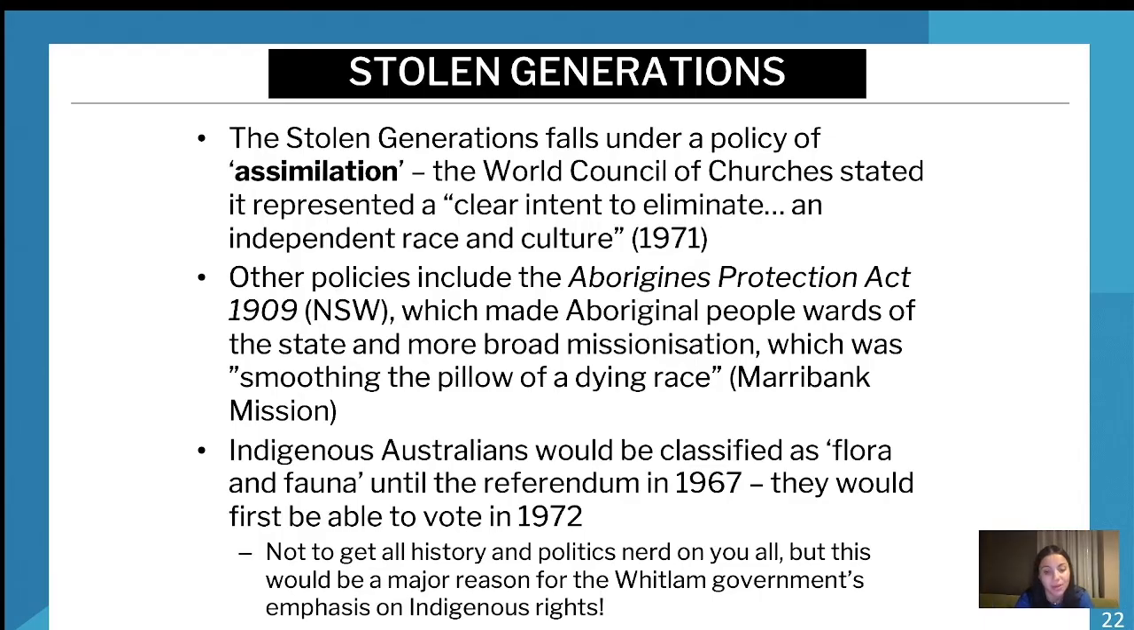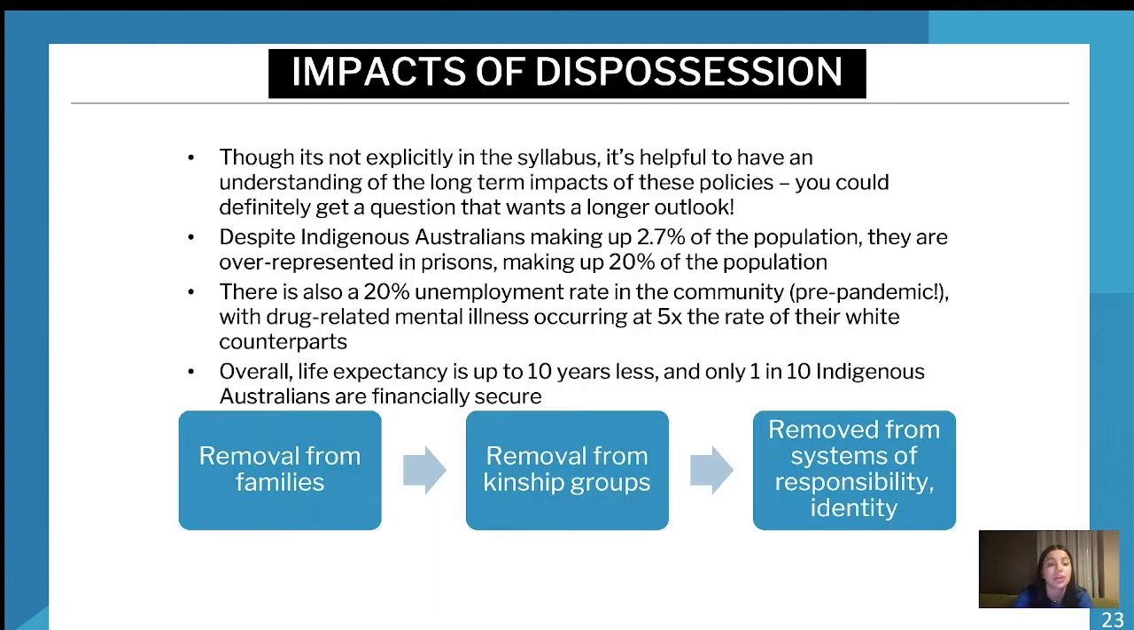And then we've just got a little comment on why Whitlam's government had such an emphasis on Indigenous rights afterwards. Though it's not explicitly in the syllabus, it is good to have an understanding of the longer term impacts of the policies, because you could get a question that wouldn't necessarily ask for the longer outlook, but could imply it, and talk about the effects of the Stolen Generations. And of course, you could talk about the contextual effects of what happened then, but you would strengthen your response by talking about the contemporary effects of it now and how it's still appearing now.